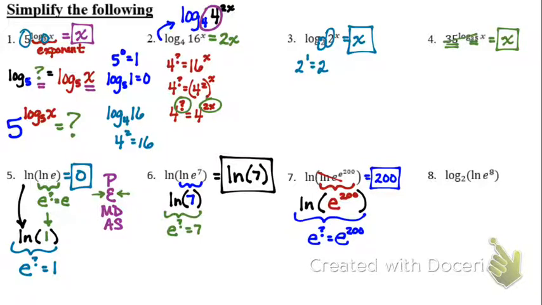Number 8. How do the parentheses simplify? 8. So I have 8 as my argument, and log base 2 on the outside. Log base 2 of 8 is going to simplify to be what? 3. 2 to the third power equals 8.